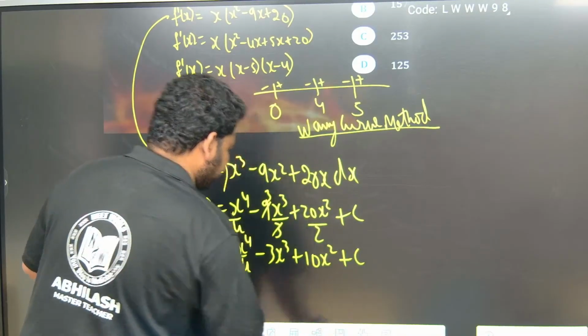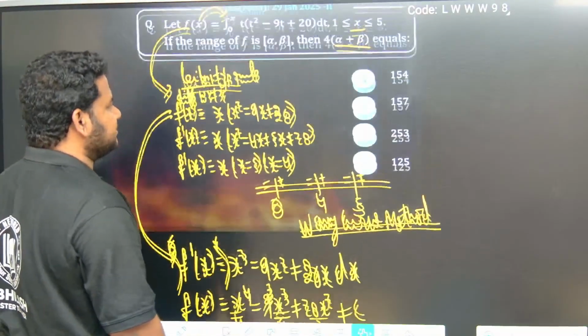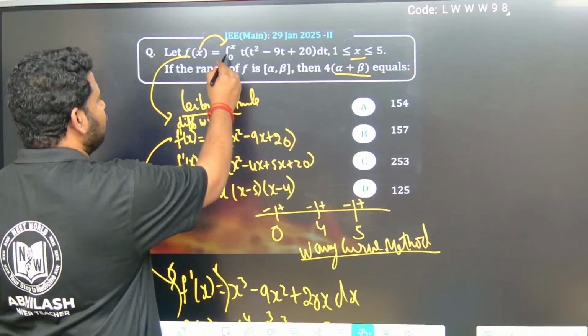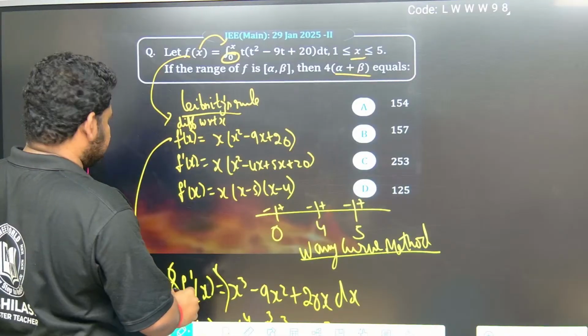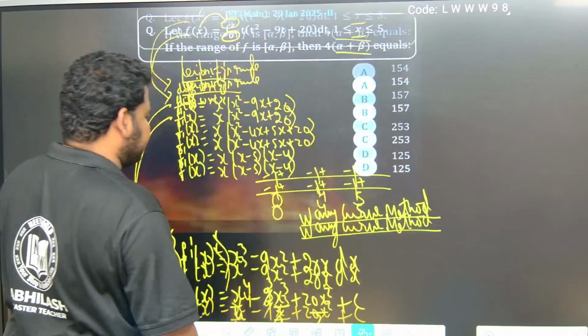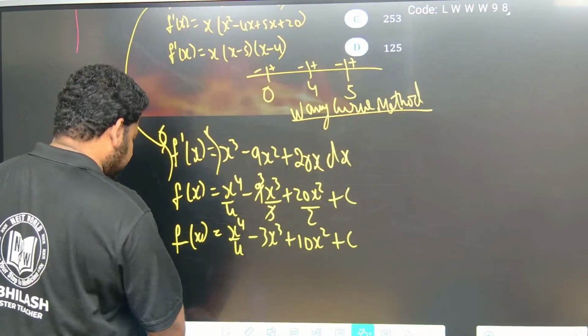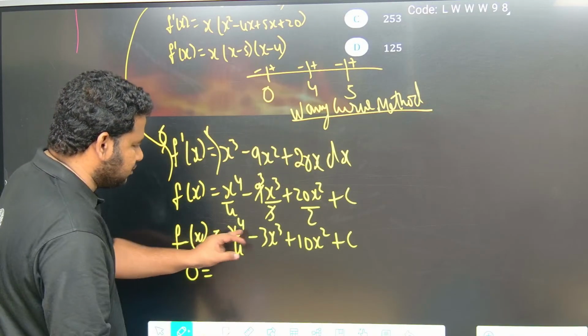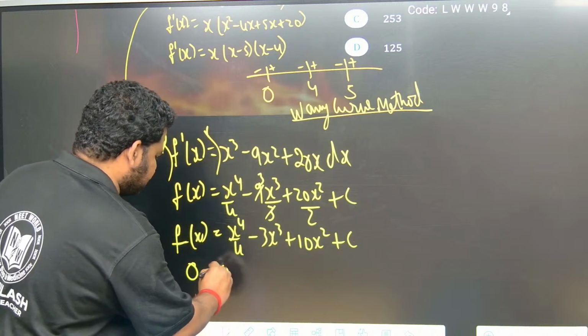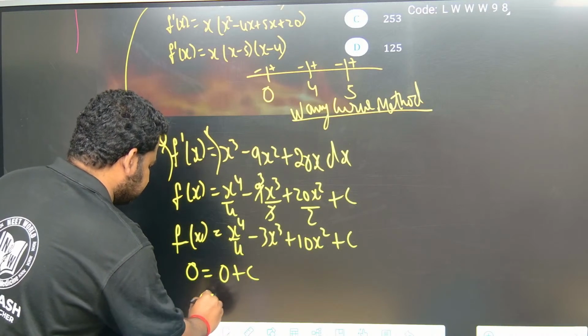Now they are telling us to put x is equal to 0. Why am I putting x is equal to 0? They themselves are saying the lower limit is 0. That means f of x will be equal to 0 when I put x is equal to 0. So everything becomes 0, 0 plus c will be equal to 0, so I will get c is equal to 0.